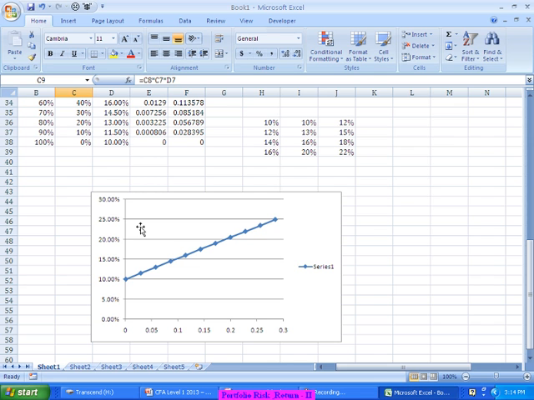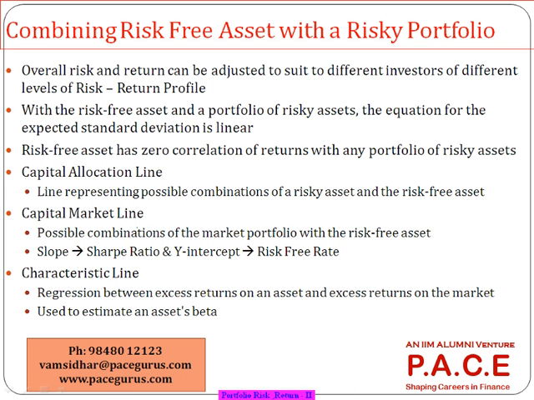This particular straight line is called the capital allocation line. You are allocating the capital across different layers of risk and return combinations. So capital allocation line is this straight line. Whenever you join a risk-free asset to a risky portfolio, whatever the resultant that comes out is what we are calling the capital allocation line.